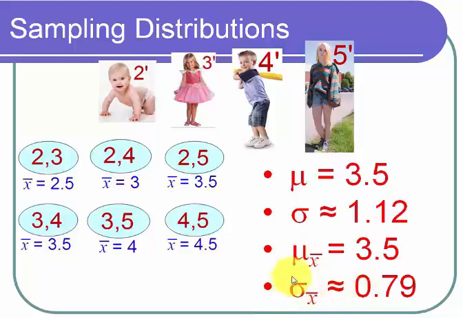This sigma sub x bar comes up so often that it has a special name. We call that the standard error. So the standard error, sometimes we say the standard error for the mean, is 0.79.